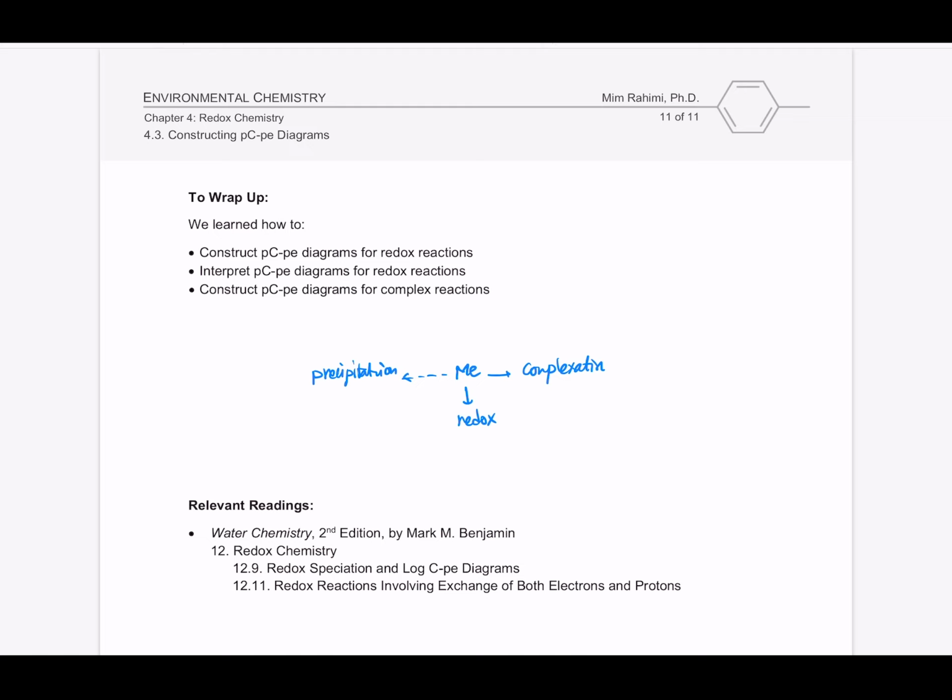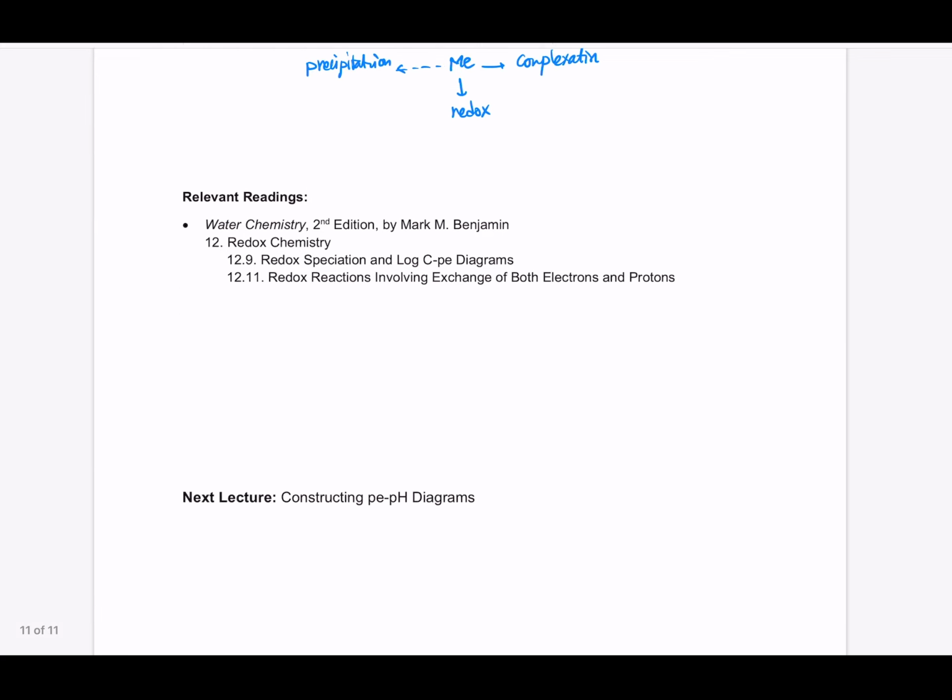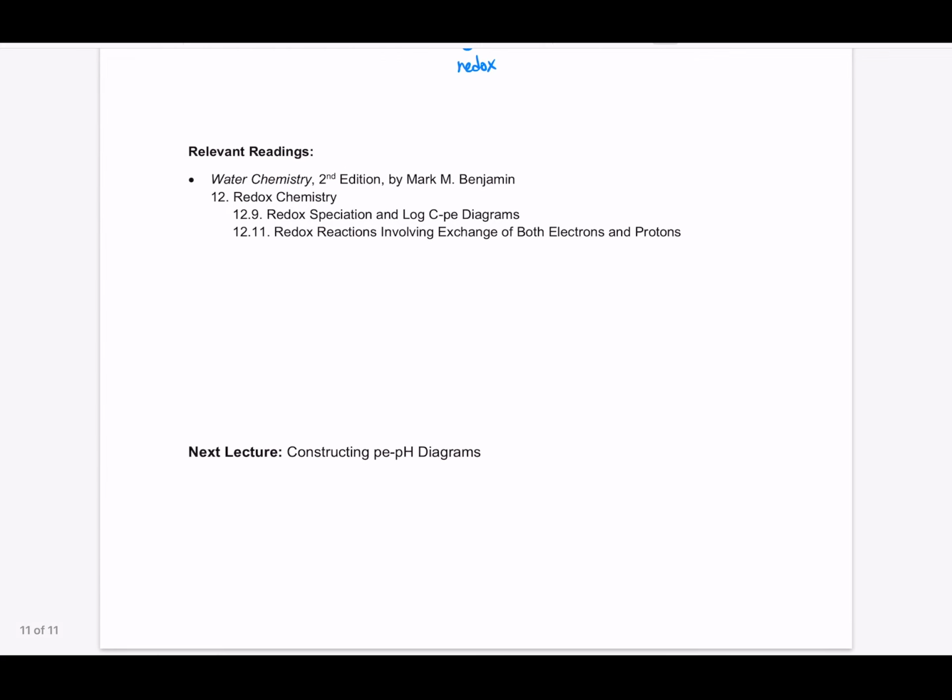Any questions? If not, in the next lecture, we'll be focusing on the pE-pH diagram, extremely useful. It's sort of like a Pourbaix diagram. We're going to make that. And that would be very useful to distinguish what we have in the system at a given pH and pE.